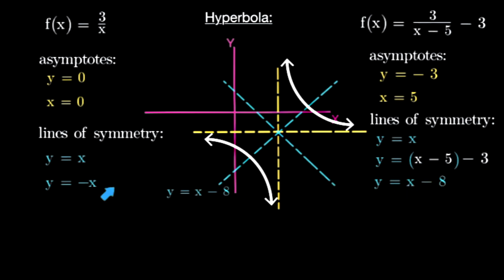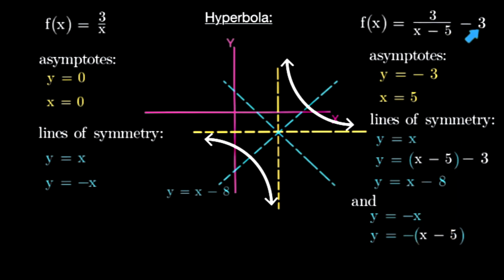Now, how about the negative line of symmetry? Before these movements, we have to remember that the negative line of symmetry was y equals minus x. But then it moved 5 units to the right and 3 units down. So let's introduce those movements. In the place of x, we're going to put x minus 5. So we're going to leave the minus at the front, and in the place of x, we're going to put the x minus 5, and there we go.